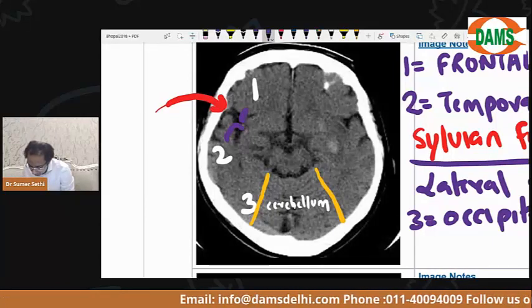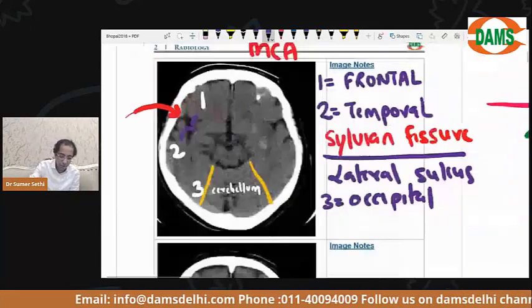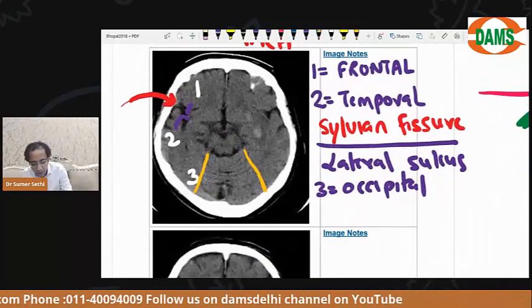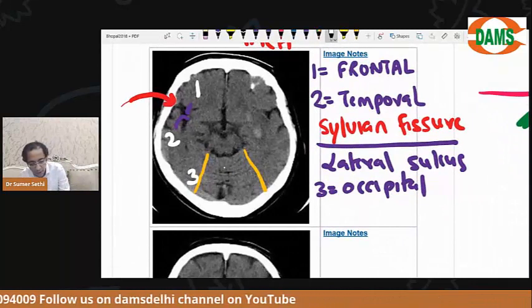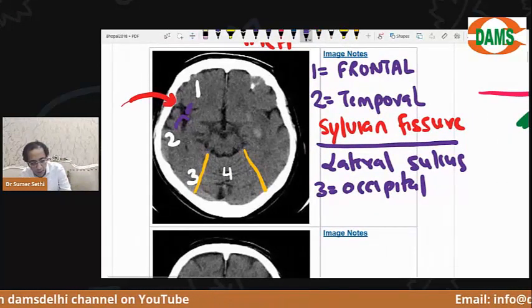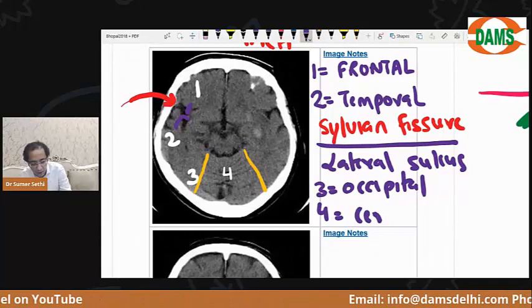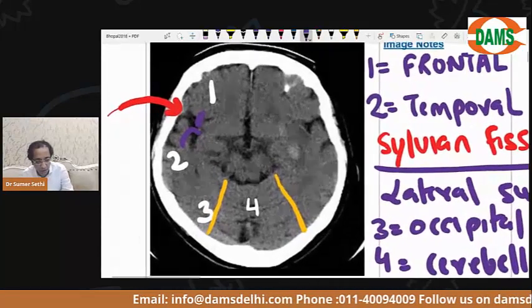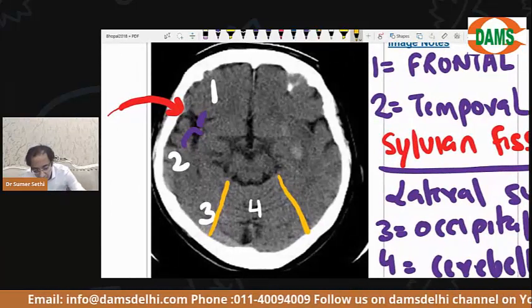Are you clear? Okay, let's see if you are able to understand this. Okay, very good. So 3 is your occipital lobe, but if they say 4, that is cerebellum. Everybody now try and understand and answer with me.